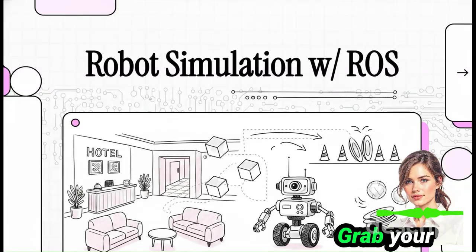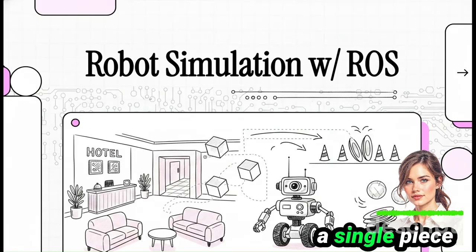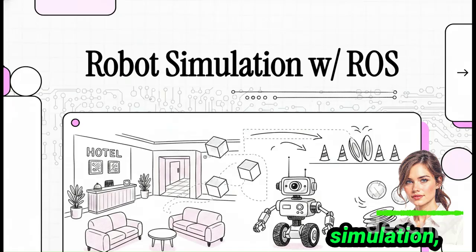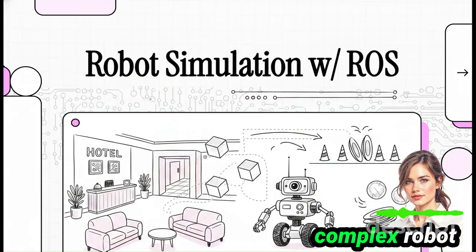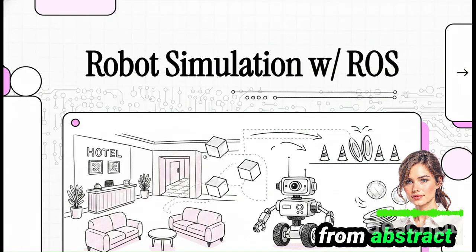Hey everyone, grab your virtual hard hats, because today we're building robots. But here's the catch, we're not going to touch a single piece of hardware. We're diving into the amazing world of robot simulation, where we can test a wildly complex robot in a bustling virtual hotel, and honestly, not break a single plate or spend a dime. Let's see how we bridge that gap from abstract code to actual mechanical movement.